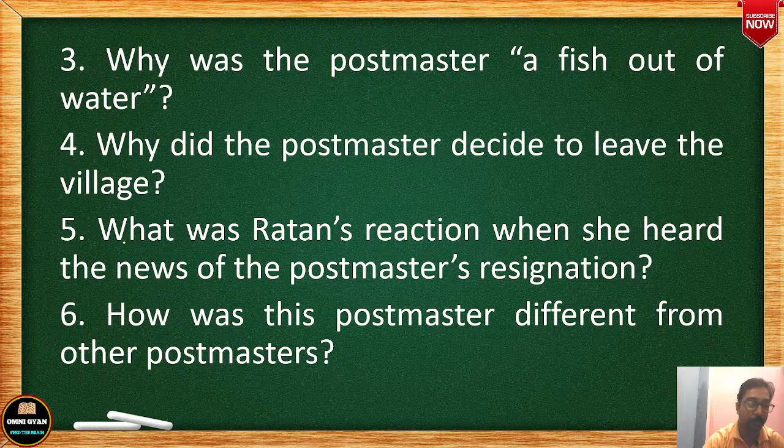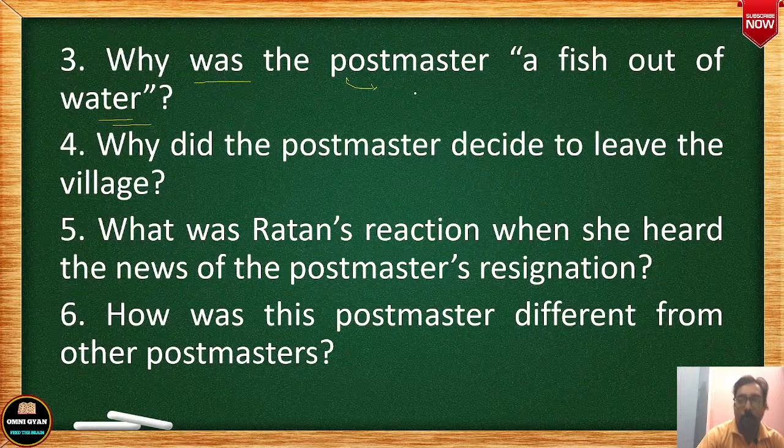Okay, why was the postmaster a fish out of water? The postmaster was a fish out of water because he actually came from the city, which is Kolkata. And he came to a very filthy village, unhygienic village, Ulapur, and he could not mix with the village folk there because he was an educated, literate man. So he could not mix with the illiterate village people. That is why he felt like a fish out of water, restless. Okay.